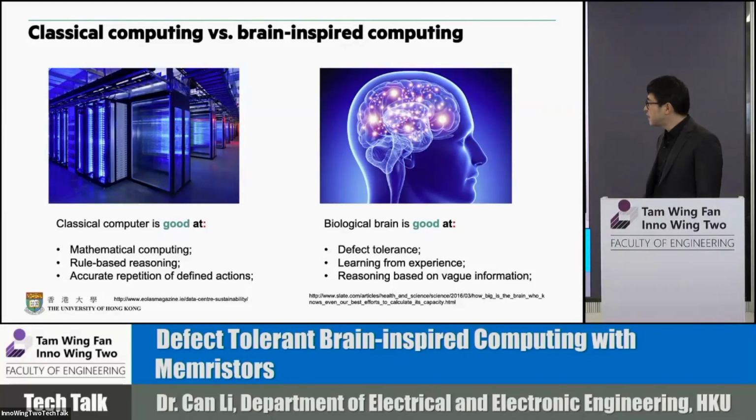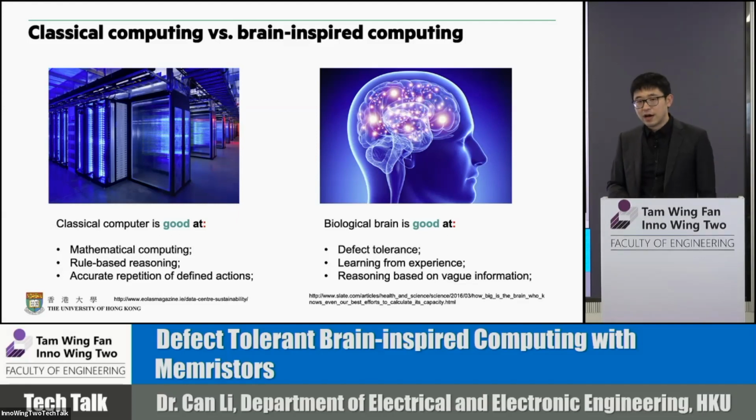But at the same time, we also see that the classical computer can sometimes do very poorly on tasks that our human brain is very good at. For example, features of the human brain include defect tolerance, the ability to learn from experience, and the ability to reason from vague information.